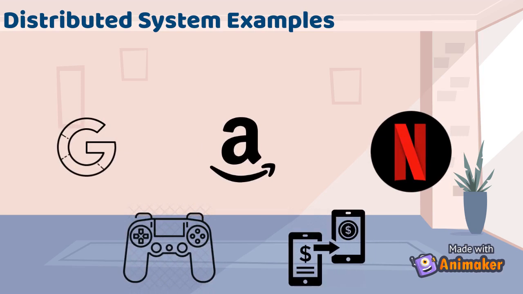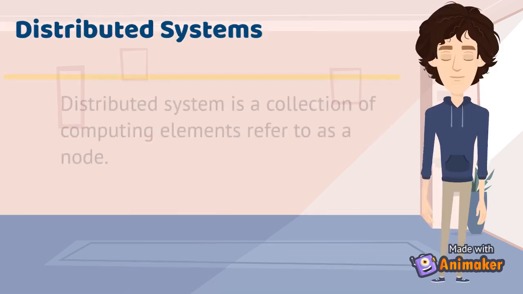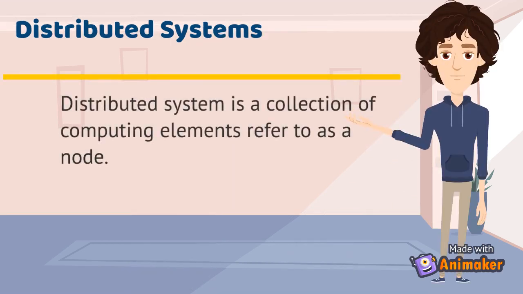Probably the most straightforward and the simplest example of distributed systems is the client-server model, which I assume you are already familiar with, and we will explain more about it later in the video. Now let's go back to the fundamental question and see what exactly a distributed system is.